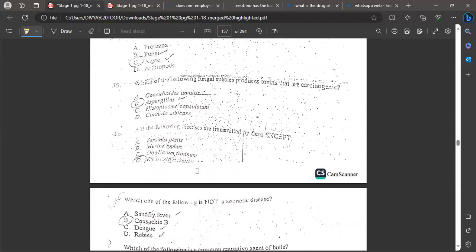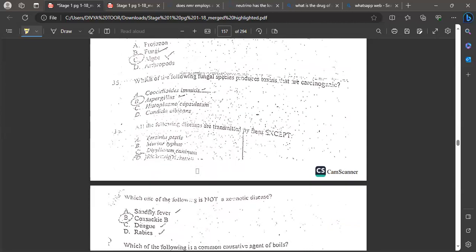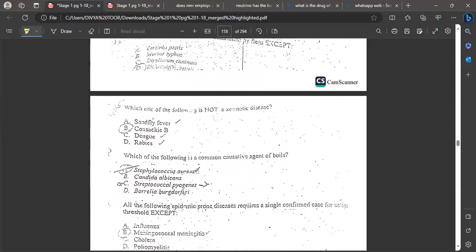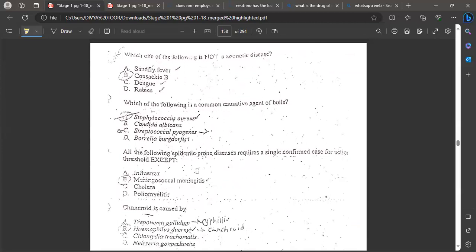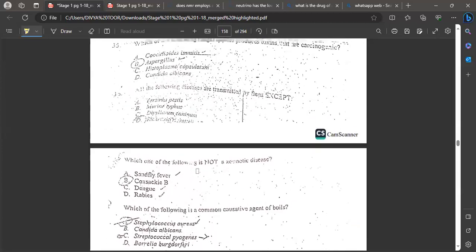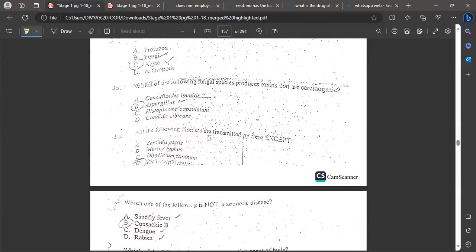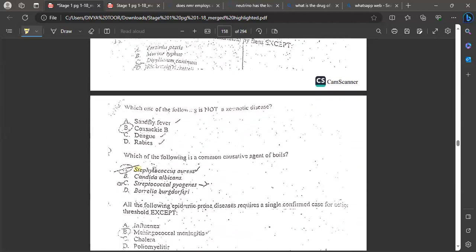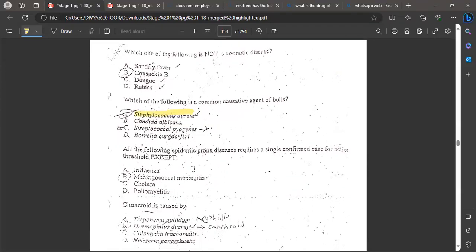Okay, so all the following diseases are transmitted by fleas. I think protozoa. Which one is a common causative agent of boils? We say that is Staph aureus. Just below this one is the one for rabies.